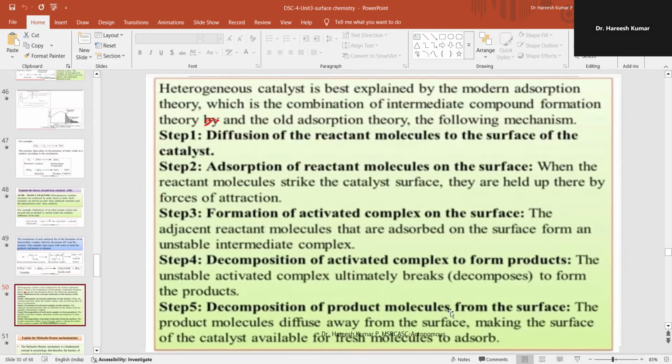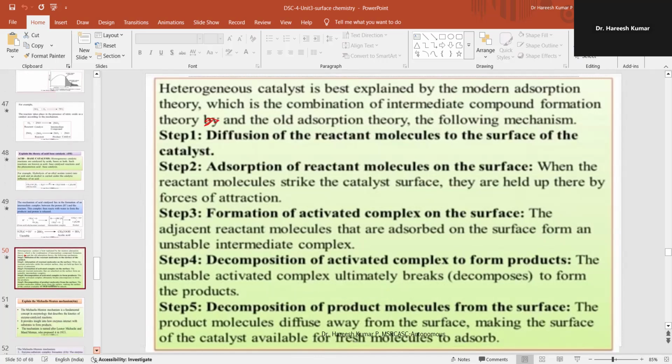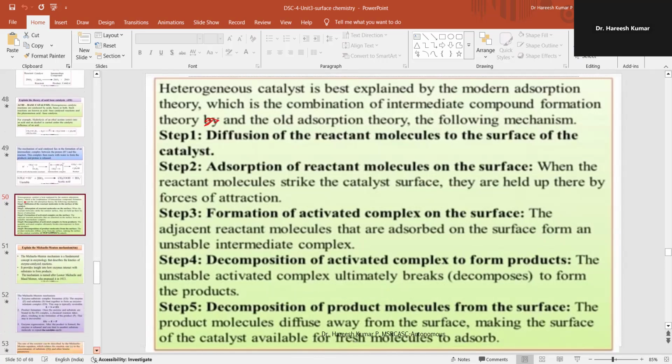Step 5, desorption of the product molecules from the surface. The product molecules diffuse away from the surface, making the surface of the catalyst available for fresh molecules to adsorb. This is about the adsorption theory mechanism.